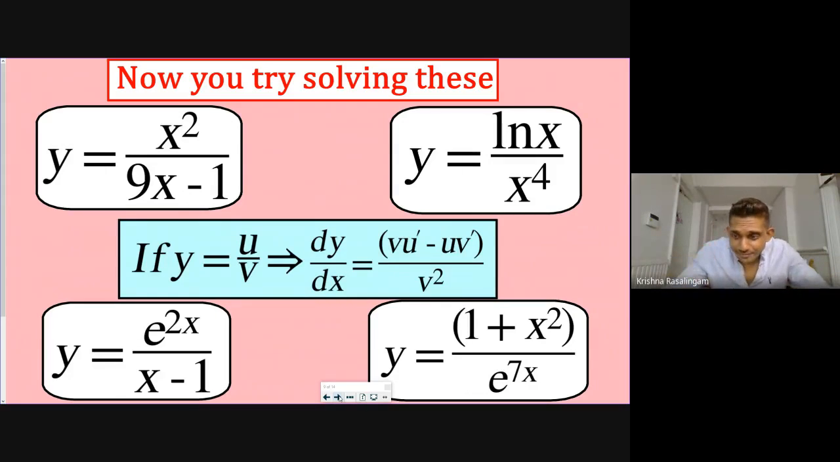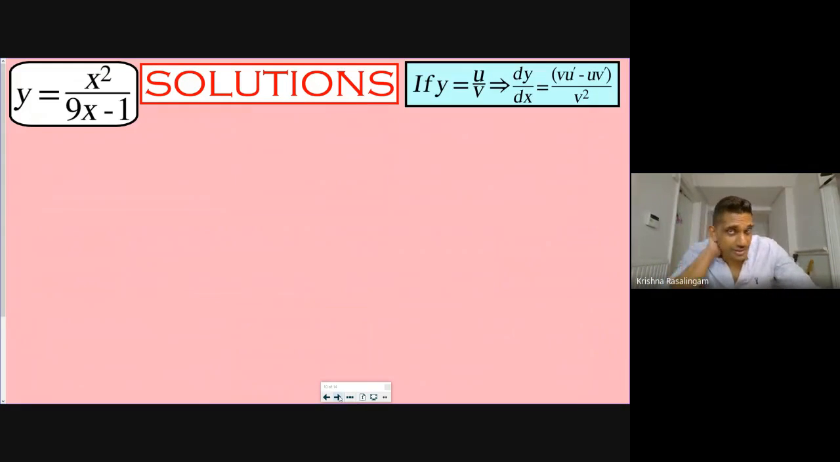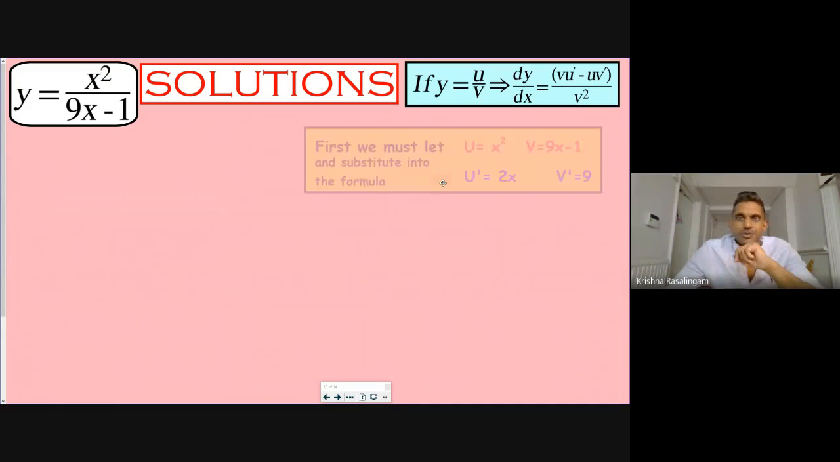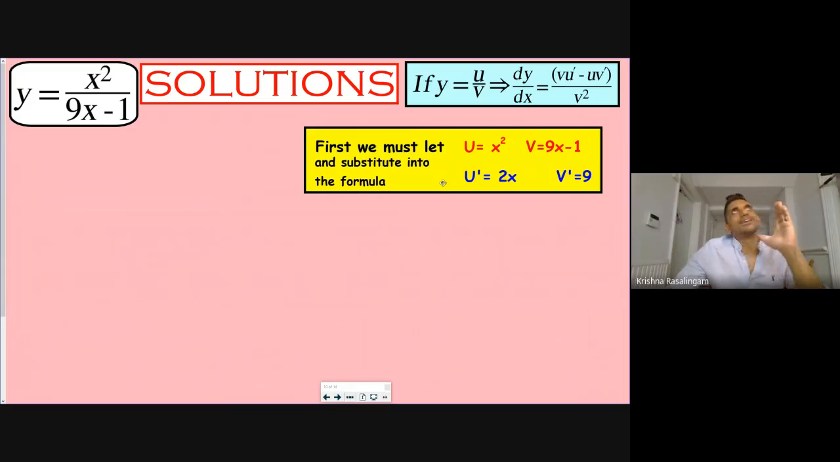Hello again. So let's go through number 1. First things first, what's u? x squared. What is v? 9x minus 1. What does x squared differentiate to? 2x. What does 9x minus 1 differentiate to? 9. Boom. We've got this formula in blue there.